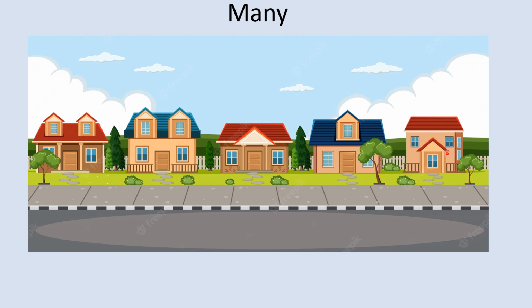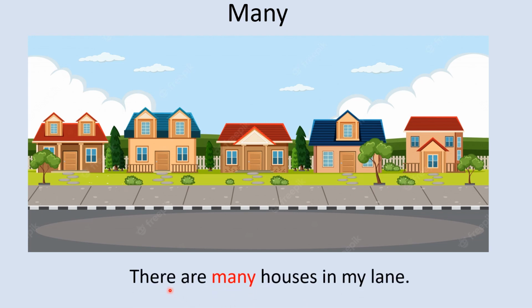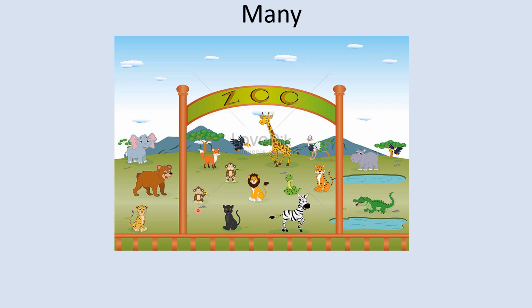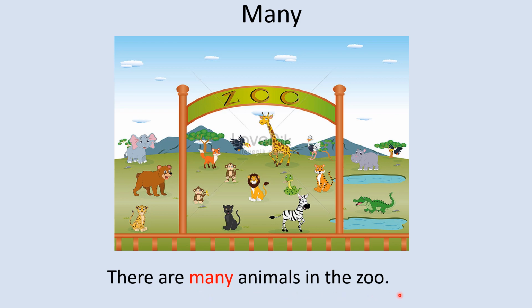Here we are going to talk about the houses. Houses is in the plural form and something that you can count. There are many houses in my lane. You can count the number of houses, so the word many is used. For animals, there are many animals in the zoo. Here we are talking about animals and it is in the plural form and here we can count them as well. So we use the word many.